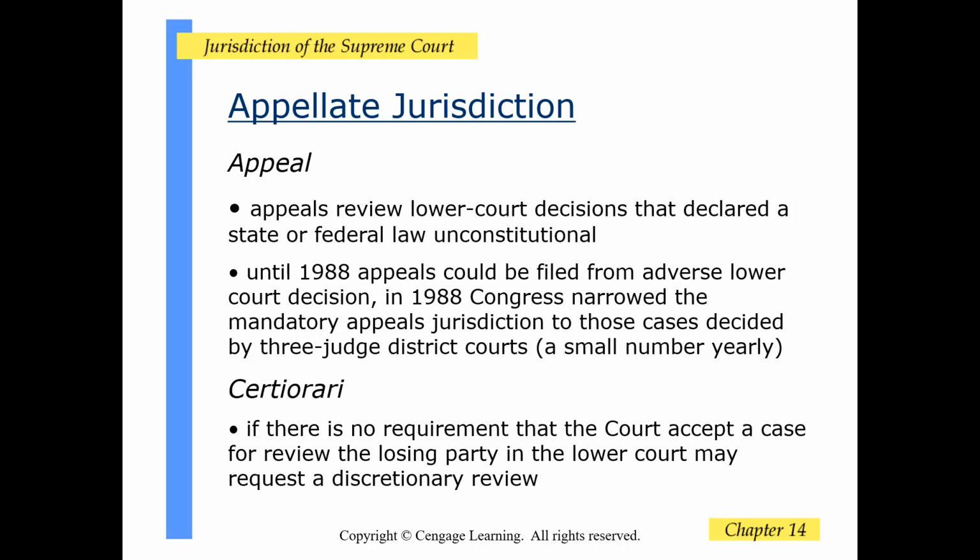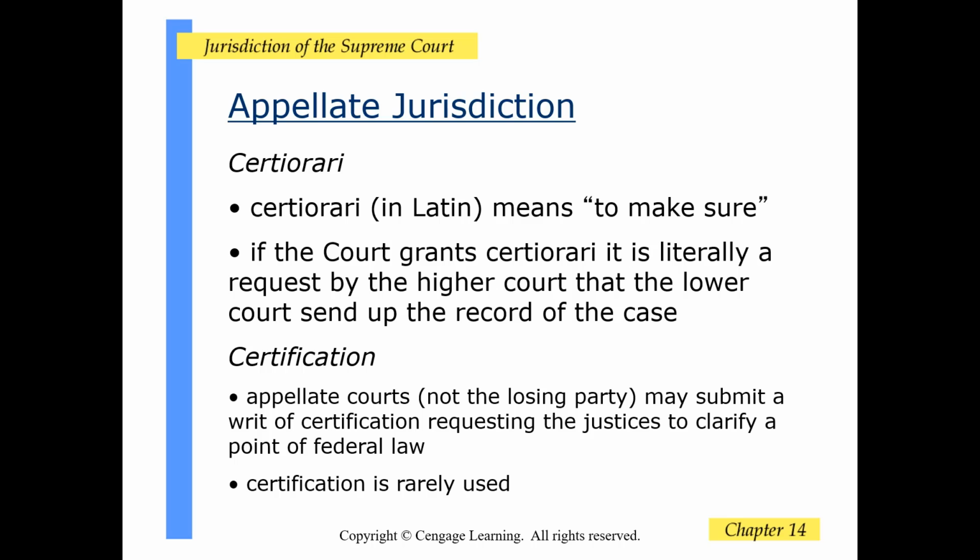A writ of certiorari occurs when there is no requirement that the court accept a case for review, but the losing party in the lower court may request a discretionary review. Certiorari, which in Latin means to make sure, means that if the court grants certiorari, it is literally a request by the higher court that the lower court send up the record of the case.